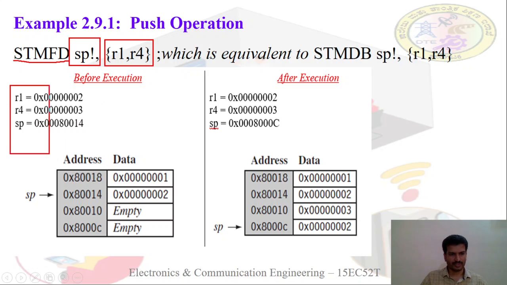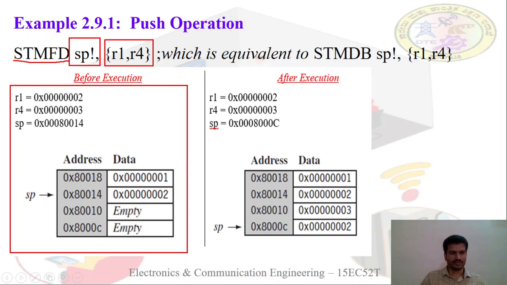So let us consider before execution, these are the initial values. R1 contains 2, R4 contains 3, and the stack pointer contains the address 80014. So now the stack pointer is pointing to 80014. Okay, see here, full means the SP points to the last item on the stack. It is descending order. So FD, full descending, so descending order from higher memory location to lower memory location.